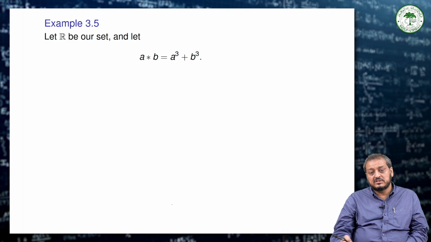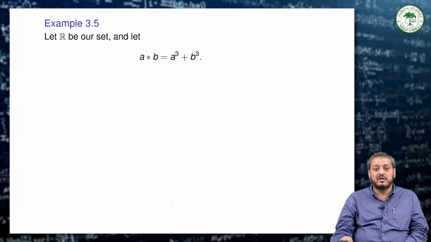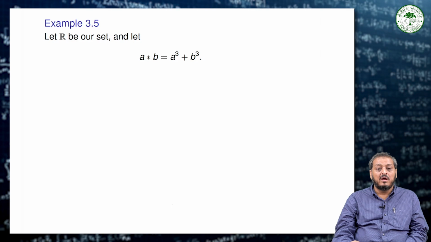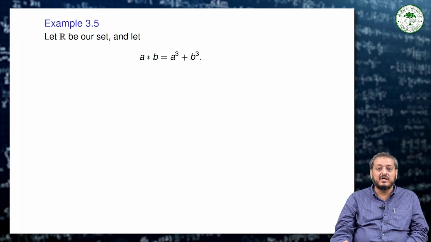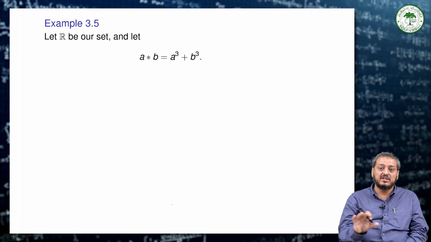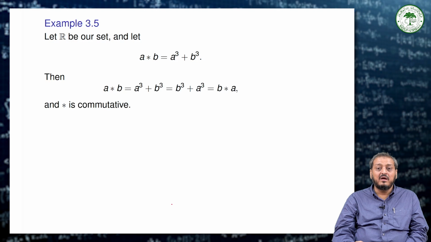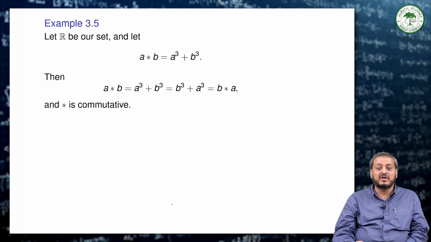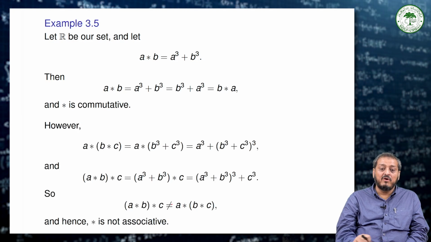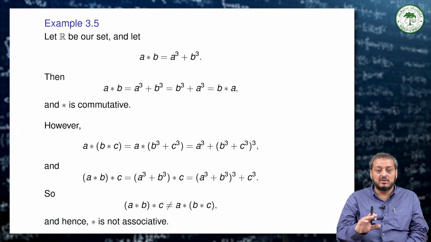Another example: let R be our set, and let a binary operation be defined by a cube plus b cube. Now a cube plus b cube is clearly the same as b cube plus a cube, so this operation is commutative, but it is clearly not associative. Why is it not associative? We take a, b, c as real numbers.